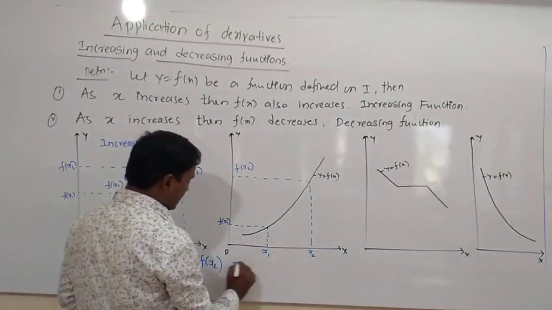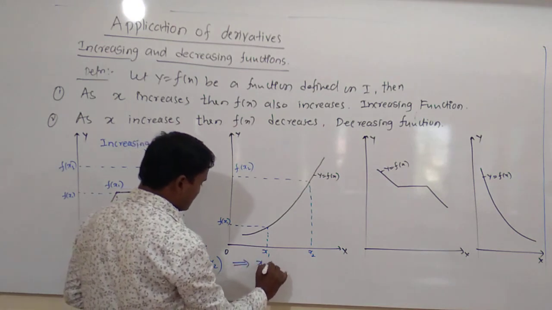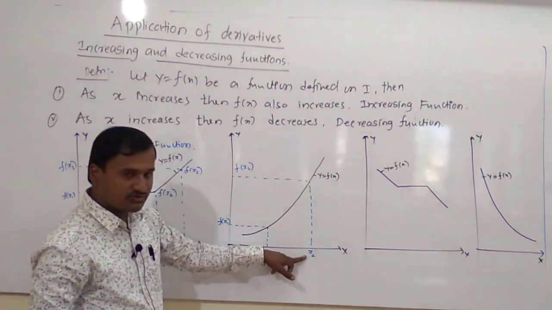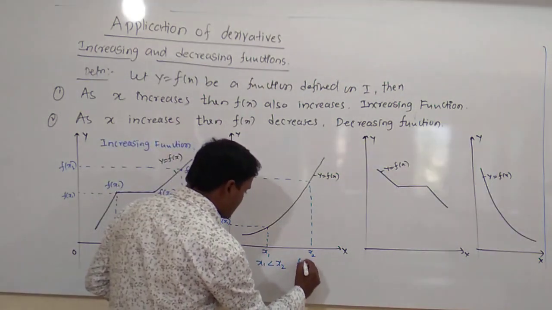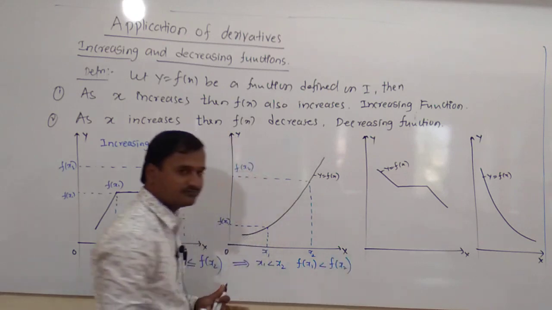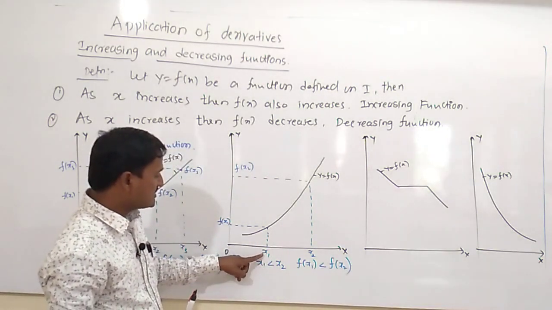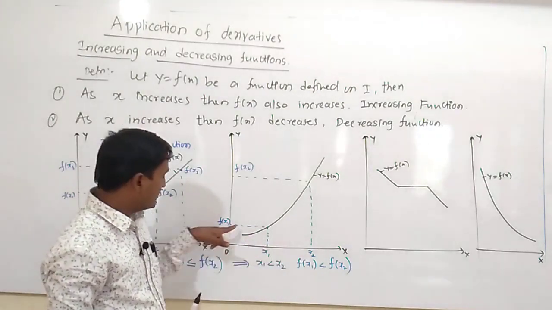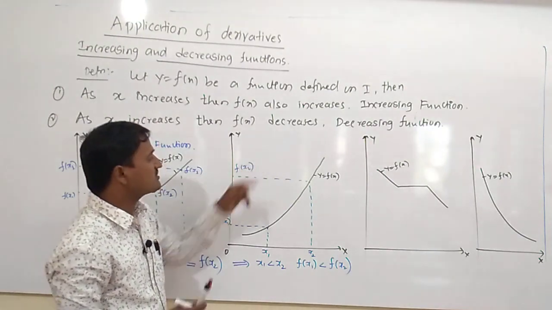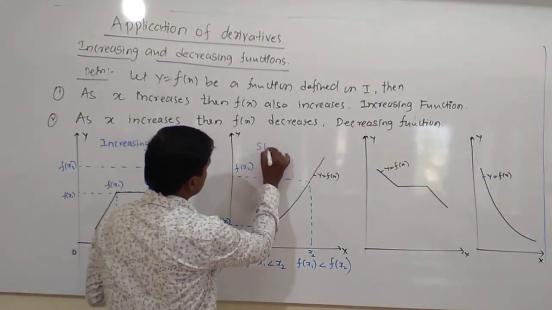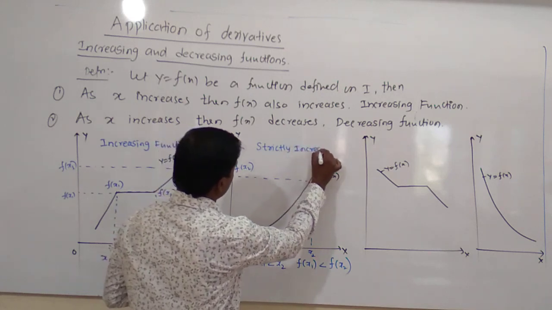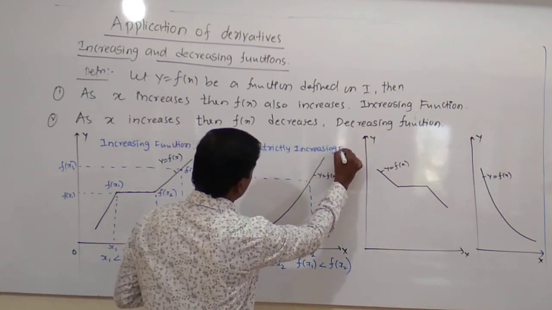So we will write it mathematically like this. x1 is less than x2, is it right? This x1 is less than x2, then what is the condition? f of x1 is less than f of x2. So clearly, as x1 is less than x2, f of x1 is also less than f of x2. So this is called a strictly increasing function. It is called a strictly increasing function.